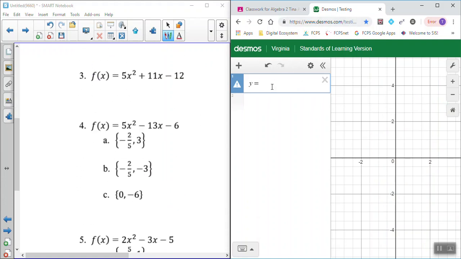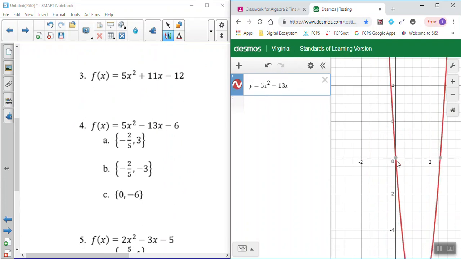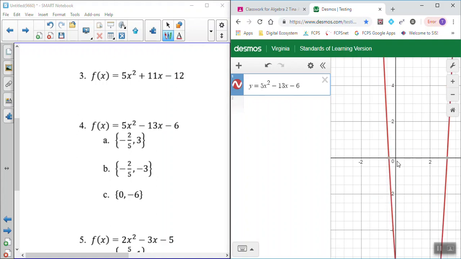Let's do a multiple choice one. So you have 5x squared minus 13x minus 6. It's right there. And then you have a 0 at negative 0.4, and you have a 0 at 3. It's going to be A. If you notice, if you put 2 over 5, in decimal form it is negative 0.4, which is right there.